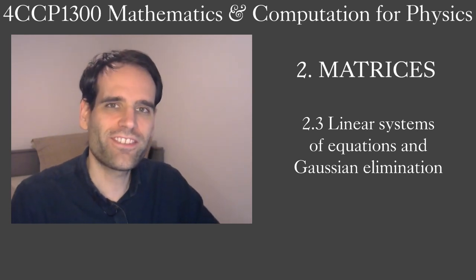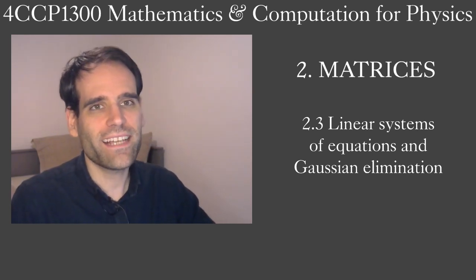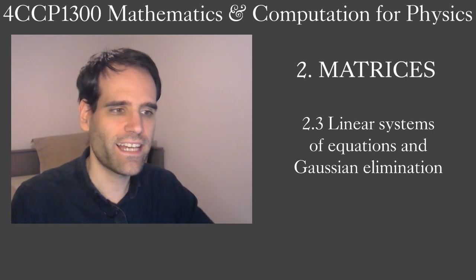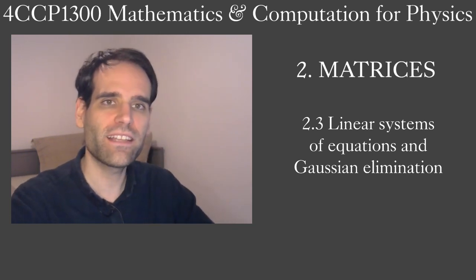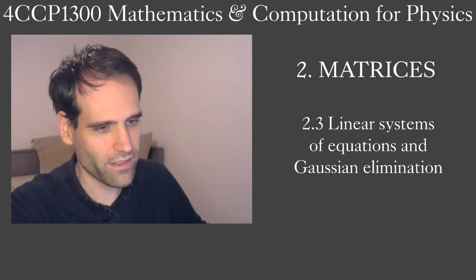So let's start chapter 2.3 by explaining exactly what a linear system of equations is and how it can be reinterpreted as a matrix vector multiplication. Let's go to it.